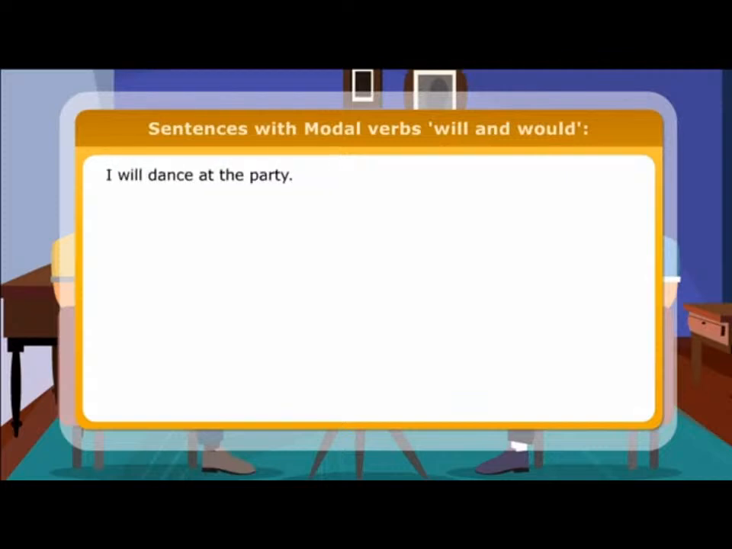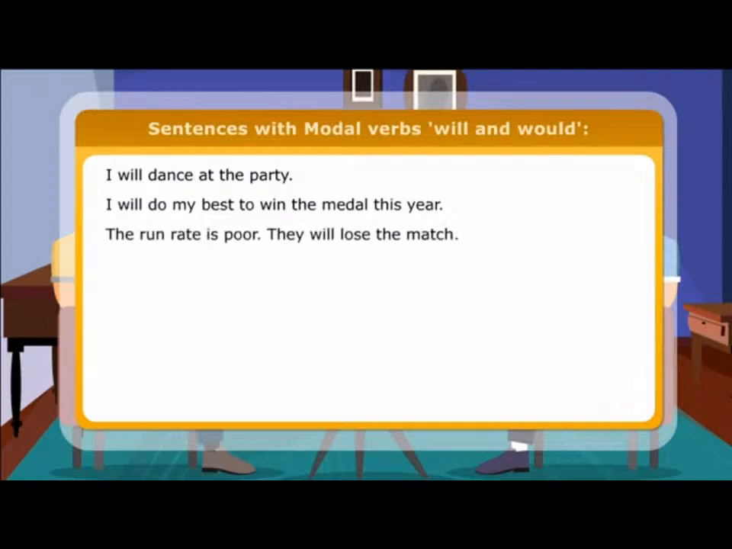Here are a few more sentences with modal verbs will and would. I will dance at the party. I will do my best to win the medal this year. The run rate is poor. They will lose the match. Will you help my sister? I will knit a sweater for mother.